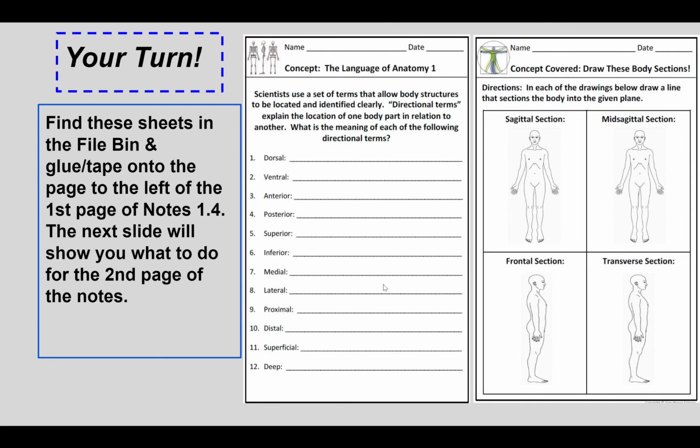Okay, your turn. On the very first page of your notes 1.4, you're going to get these two sheets and take those in. The first sheet here kind of goes back to the previous notes actually. We're going to be defining the meaning of each of these directional terms. So just use your notes from 1.3. And then here you're just drawing the different planes on these 4 different bodies. So you're just drawing a straight line. Use your rulers to make it nice and straight. So that's what you're going to do on the first page of Notes 1.4.